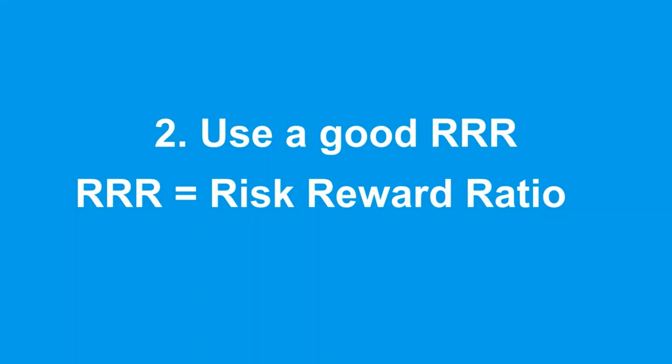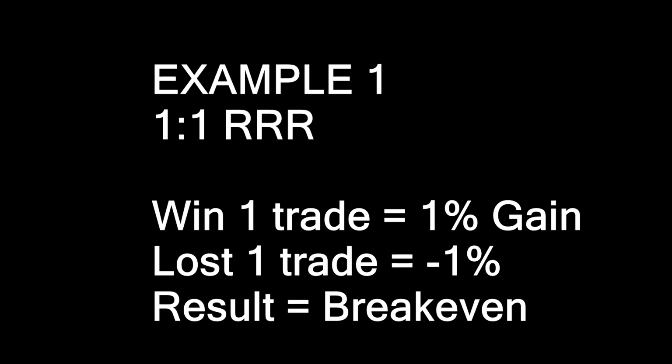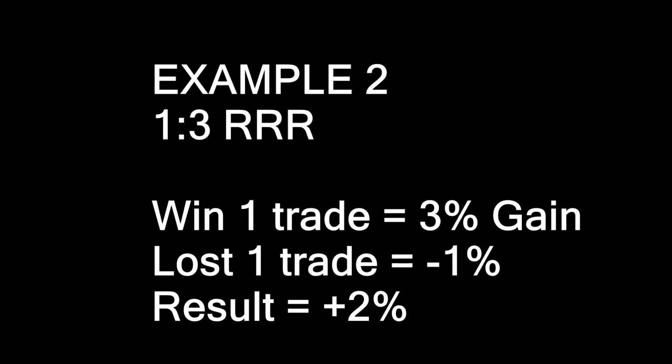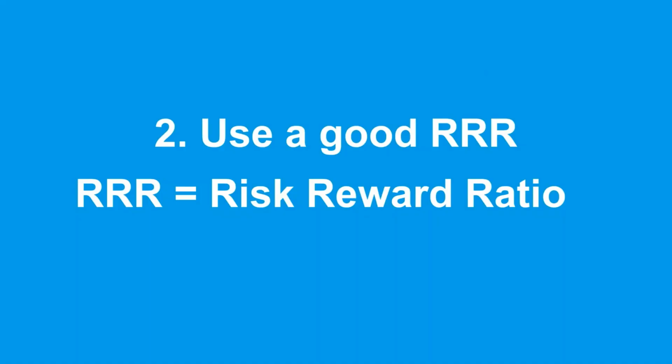Use a good risk to reward ratio. By this I mean you shouldn't use anything lower than 1 to 3. What that means is you risk 1% to make 3%. I see people risking 1% to make 1%. That's really bad, because if you win one trade and you lose another trade, you're basically back to zero. Whereas if you use, for example, 1 to 3, if you win one and you lose one, you're still up by 2%. So it's very important that you use a really good risk to reward ratio. This is one of the key areas when it comes to growing a small account.